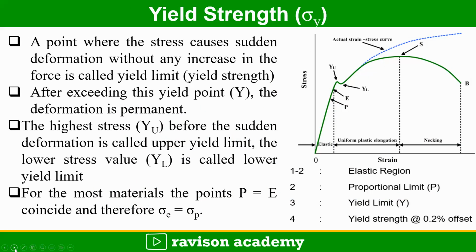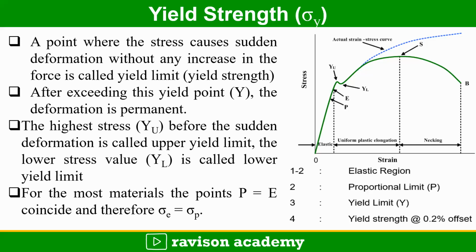Yield strength. So coming to the stress strain curve, yield strength is above the elastic limit, that is upper yield point, and the lower yield point. So it is a point where the stress causes the sudden deformation without any increase in the force. It is called yield limit. After this yield point, the deformation is permanent. That is, it's a plastic deformation.